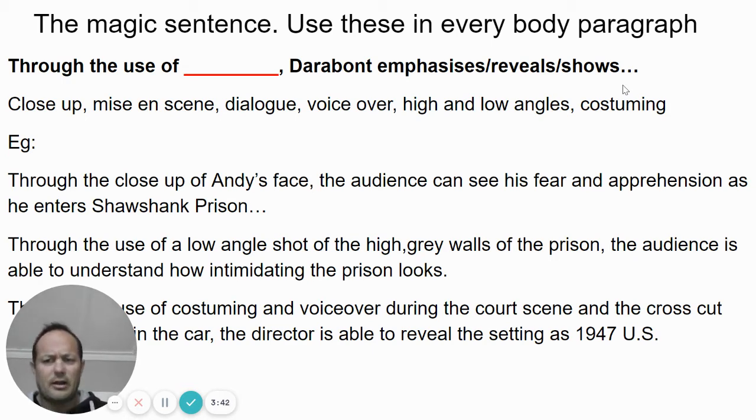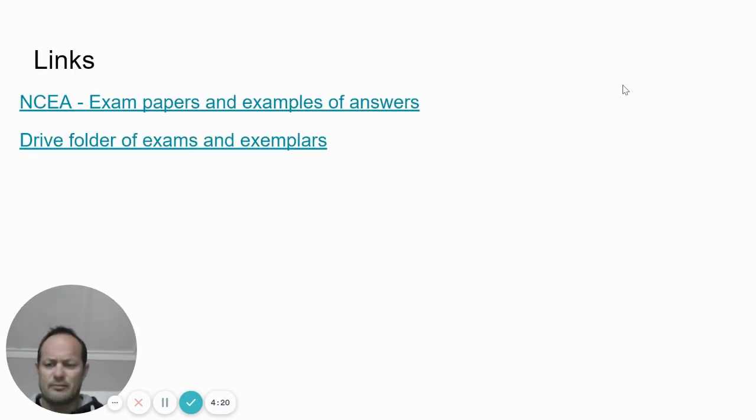So through the close-up of Andy's face, that's our technique. Our example, the audience can see his fear and apprehension as he enters Shawshank Prison, and that is analysis. Through the use of a low-angle shot of the high grey walls of the prison, the audience is able to understand how intimidating the prison looks. Through the use of costuming and voiceover during the court scene and the cross-cut scene of Andy in the car, the director is able to reveal the setting as 1947 US. Okay, so that's the sentence. We need that in every single body paragraph, and obviously we need the specific examples to go with it.